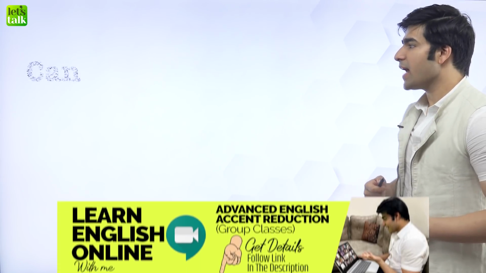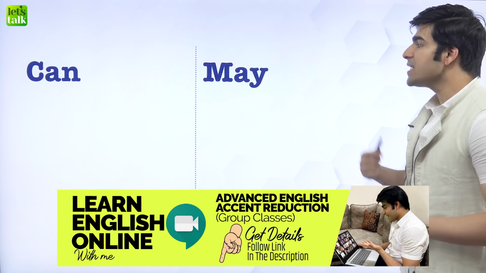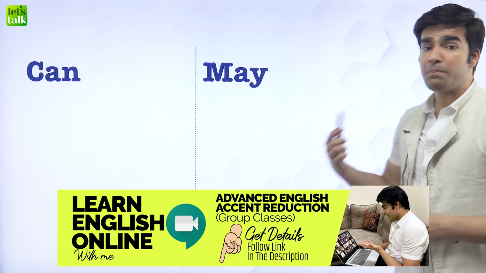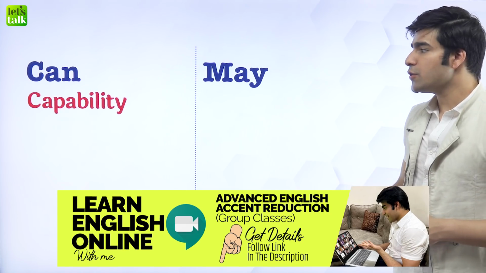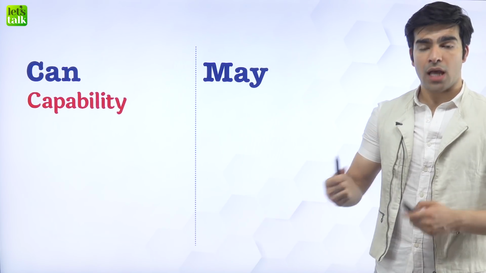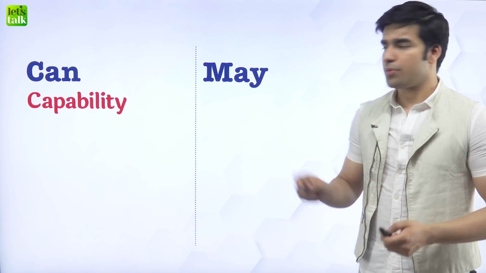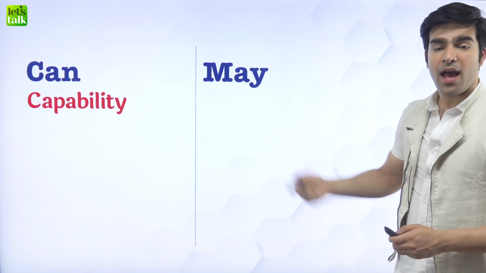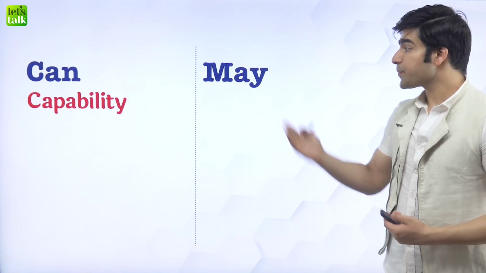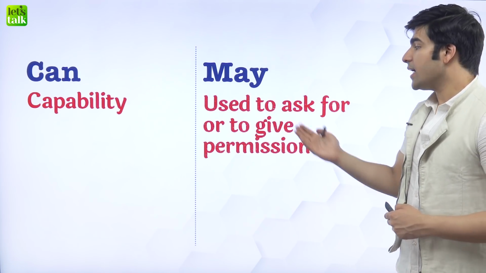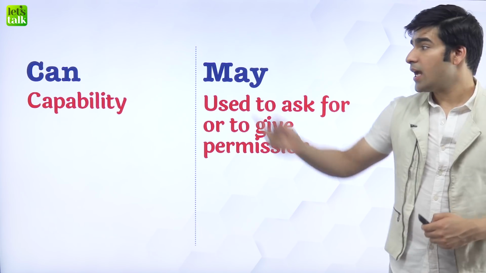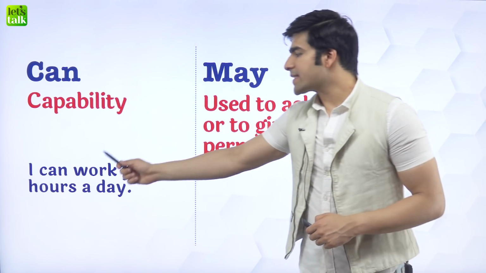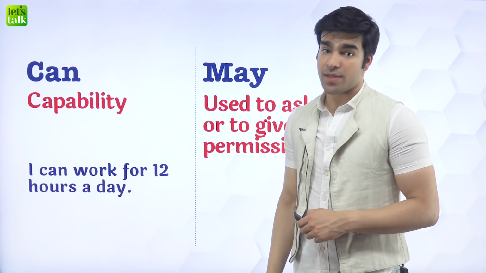The next list that we have is can and may. A lot of times we misunderstand and confuse the meaning of these two words. Can is used to suggest capability, that I can do that. For example, I can write using this pen. I can stand here. May, on the other hand, is used to ask for or give permission. Can can be used like this: I can work for 12 hours a day.